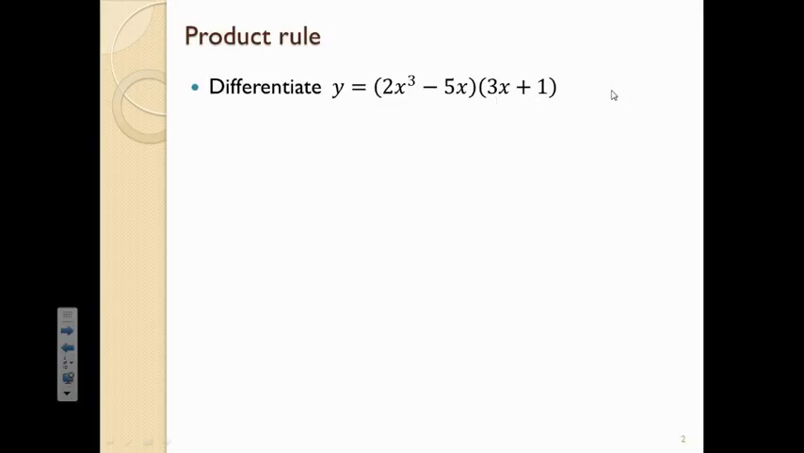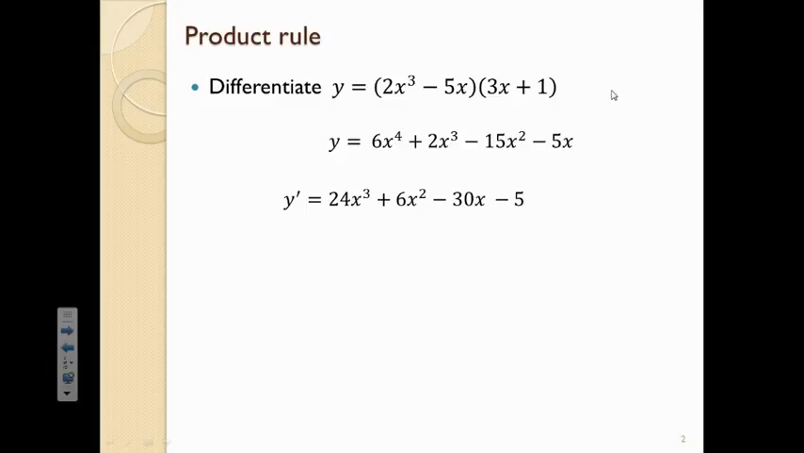Now, using our rules that we've learned already, we could say, well, this would be easy just to multiply out. If we multiplied it out, we would get this. And if we take the derivative of this, we would get 24x cubed plus 6x squared minus 30x minus 5. And this works very well. In fact, this is an easy way to do it for this one.